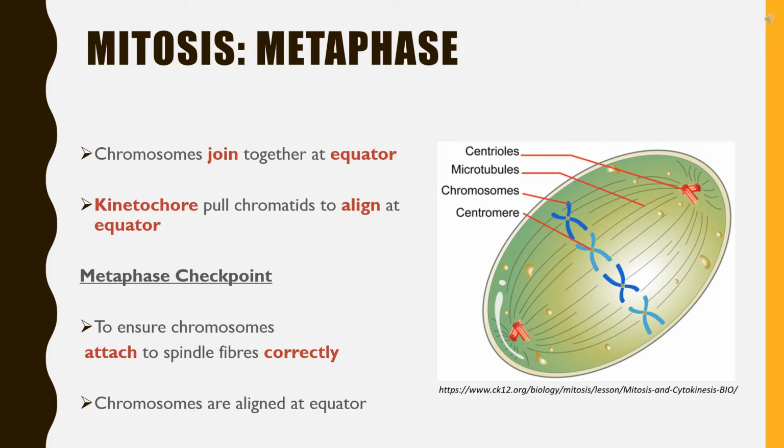During metaphase, the chromosomes line up at the equator and join the mitotic spindle. Long protein filaments, called the kinetochore microtubules, pull the sister chromatids back and forth until they align at the equator.